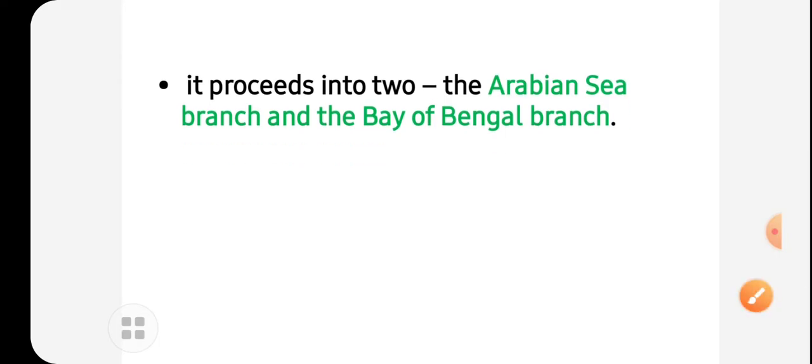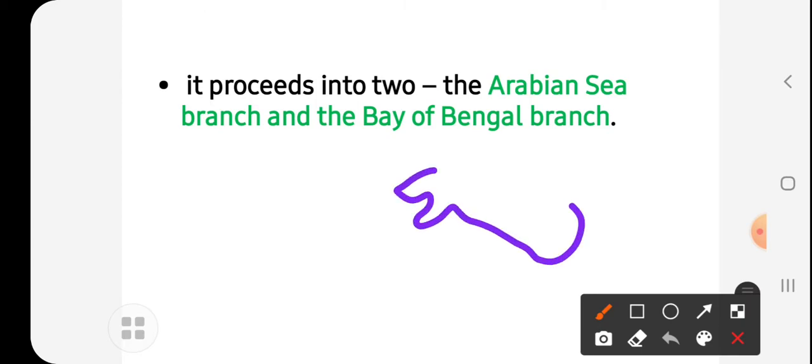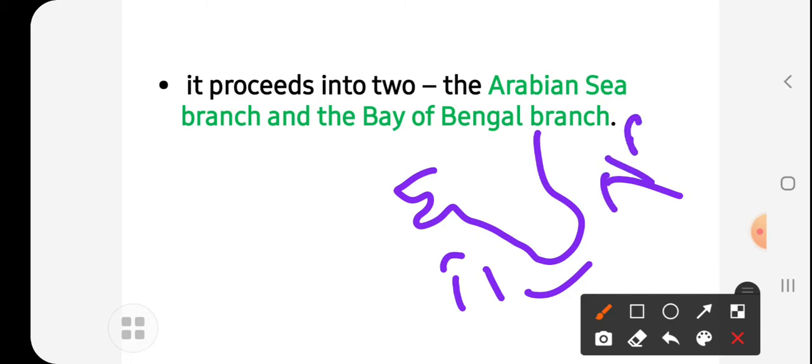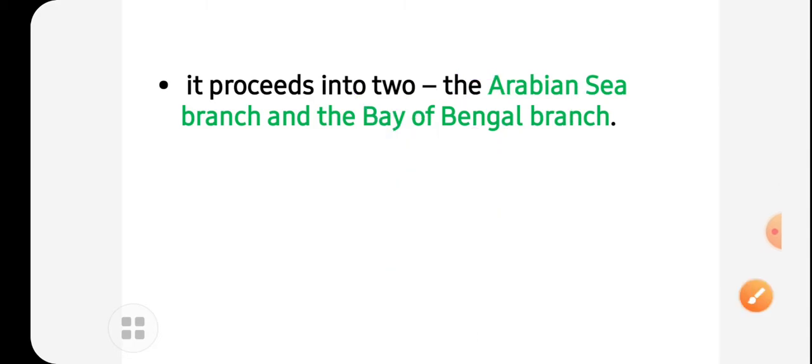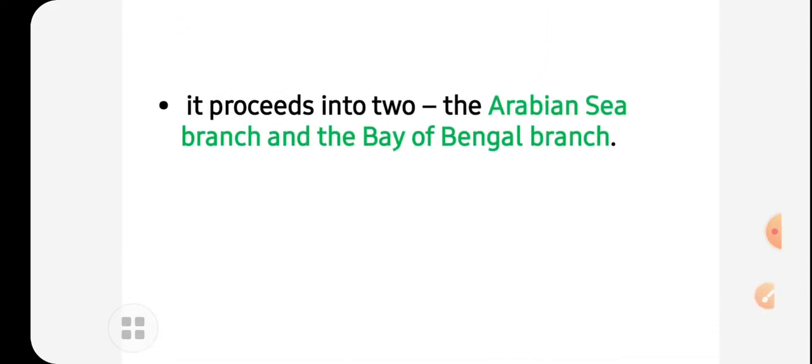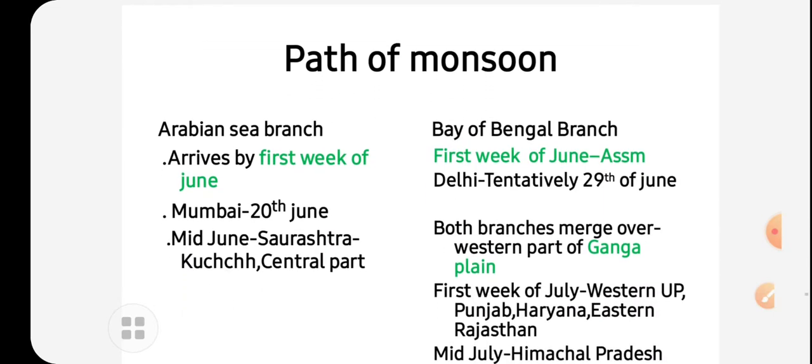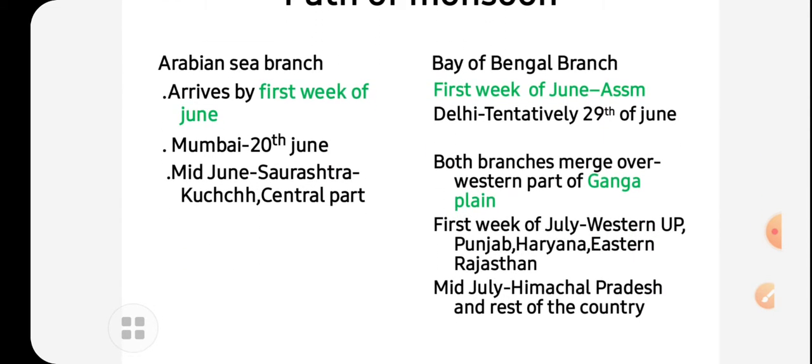The Bay of Bengal branch, I told you, comes from both sides, from here and from here, that is the Bay of Bengal and the Arabian Sea. It strikes the Western Ghats and Vindhyas and then the Himalayas, the whole region. We can understand this. So it enters from both sides and proceeds in two ways, the Bay of Bengal and Arabian Sea branches. The path of the monsoon, when we discuss the Arabian Sea branch, it arrives the first week of June.